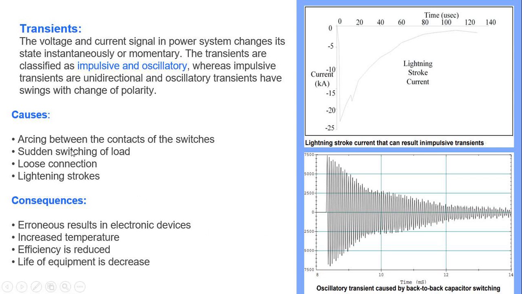Causes: arcing between the contacts of the switches, sudden switching of loads, loose connections, and lightning strokes. Consequences: erroneous results in electronic devices, increased temperature, efficiency is reduced, life of equipment is decreased.